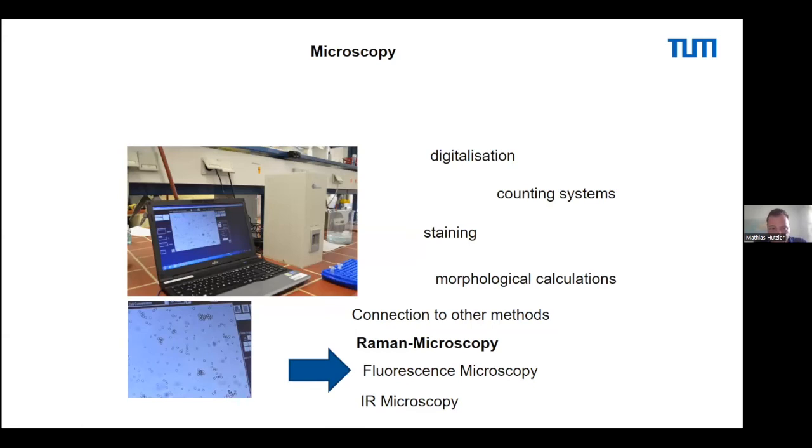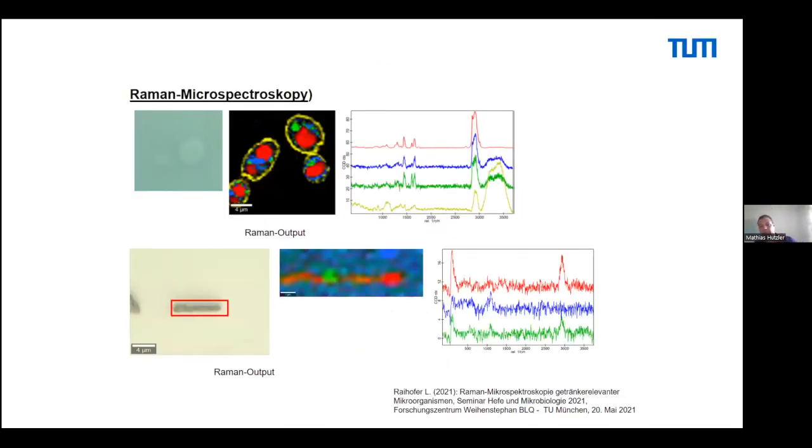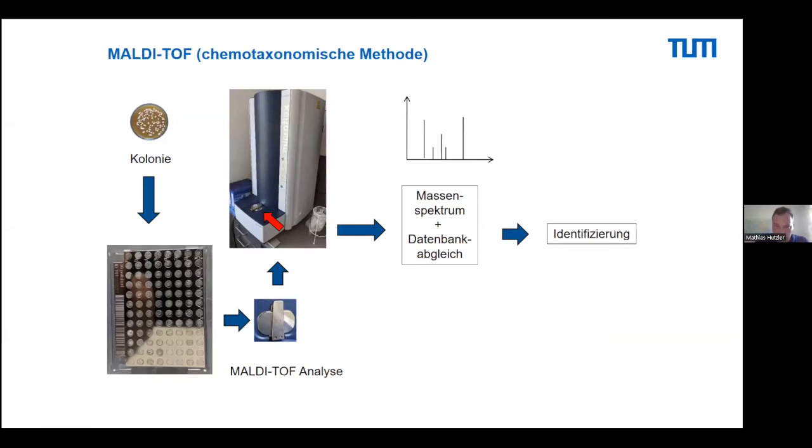Then we have this massive improvement also in microscopic methods, staining, digitalization, counting systems. You can calculate cell morphologies, use some algorithm. You can connect it with fluorescence, with the IR spectroscopy, or with Raman microscopy. Here with Raman, you can also go into the cell structure and check which chemical compounds are within a yeast cell. With bacteria, we have problems often because the laser is often bigger than the single cell. The spectra are not this good, but it's a nice scientific approach, not yet really in practical microbiology.